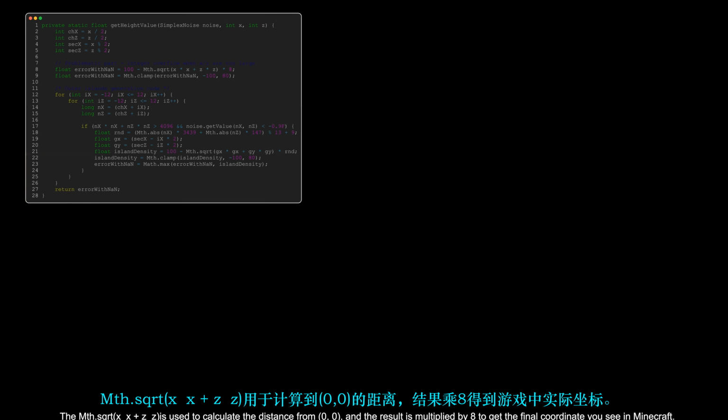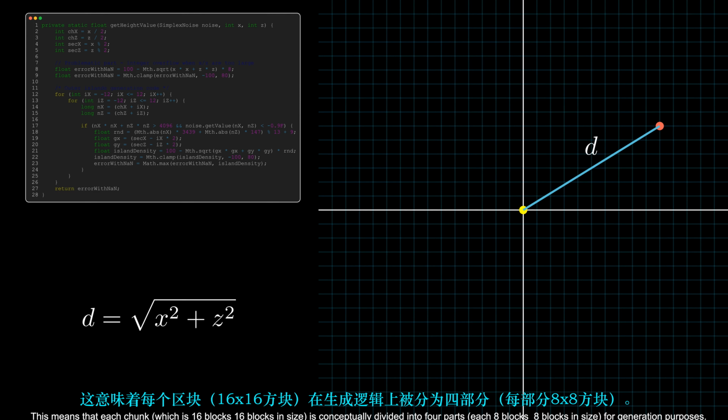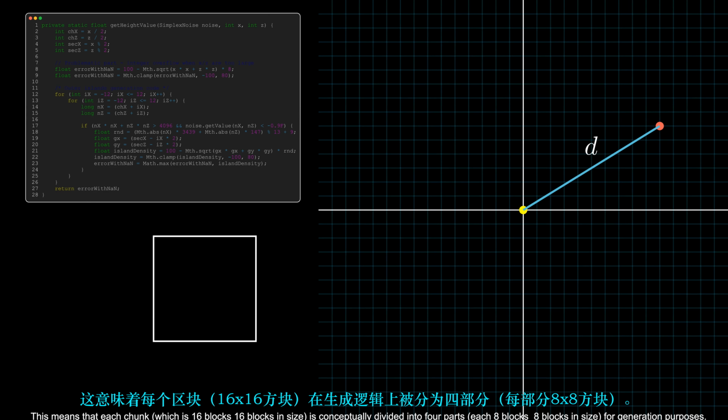The math square root of x times x plus z times z is used to calculate the distance from 0, 0, and the result is multiplied by 8 to get the final coordinate you see in Minecraft. This means that each chunk, which is 16 times 16 blocks in size, is conceptually divided into 4 parts, each 8 blocks times 8 blocks in size for generation purposes.